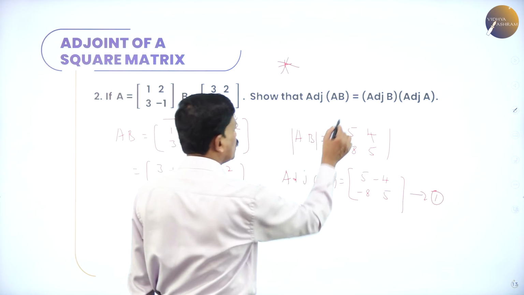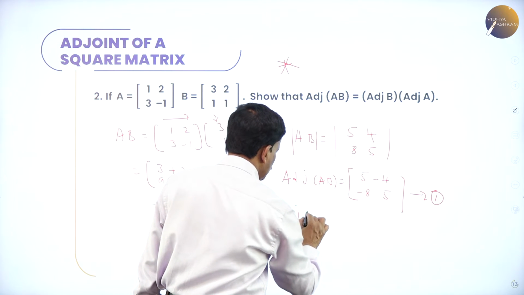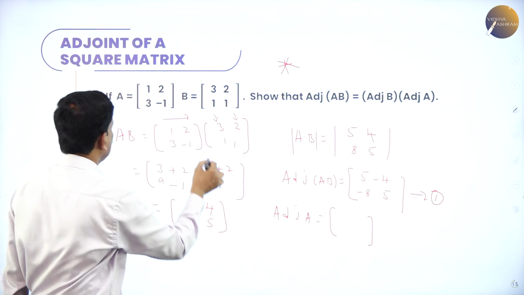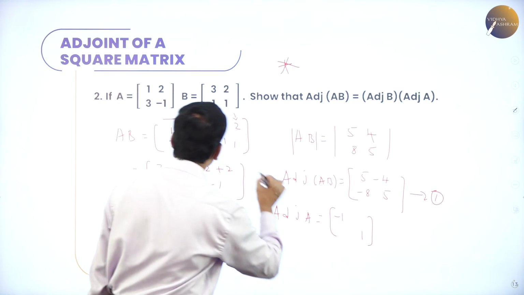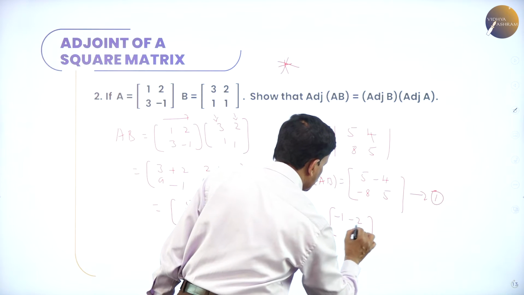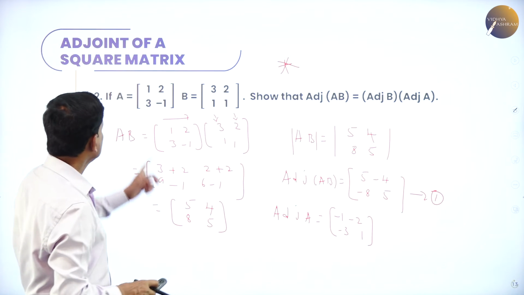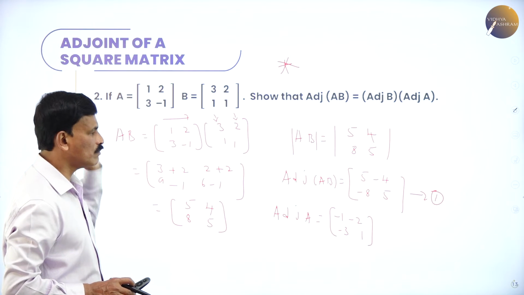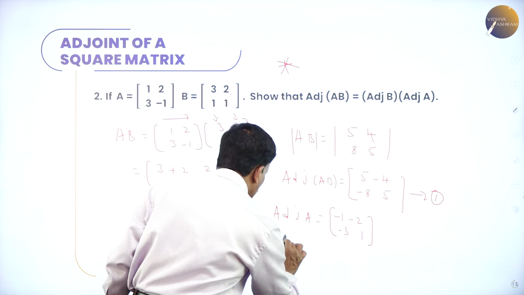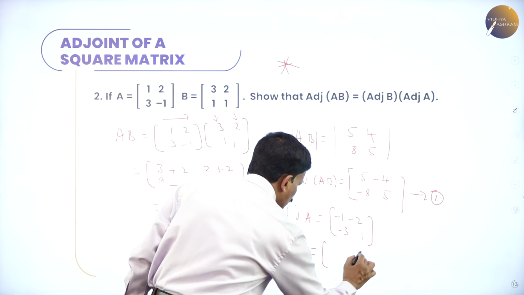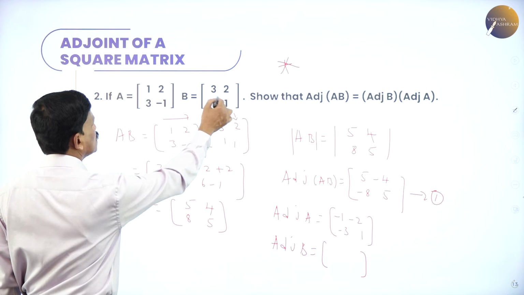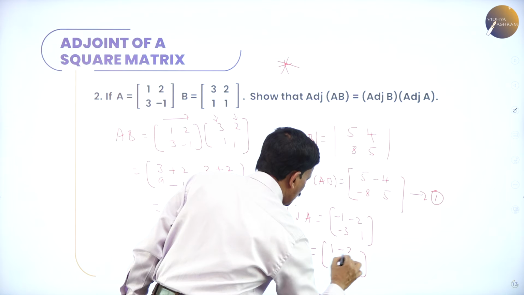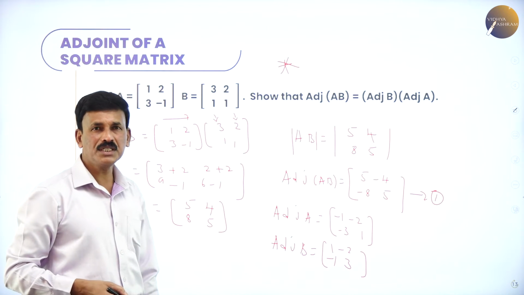Now, similarly, find out the adjoint of A. Adjoint of A is equal to, straight away I will write the adjoint of A. Interchanging the diagonals, 1 and minus 1 becomes minus 1 and plus 1, and plus 2 and 3 become minus 2 and minus 3. So, just interchange the diagonals, plus 1 and minus 1 becomes minus 1 and plus 1, minus 2 and minus 3. Similarly, for B, adjoint of B. What is adjoint of B? Interchange the diagonals. 1, 1 remain and 3, 2 become minus 2 and minus 3. Okay, these are the adjoints of A and B.